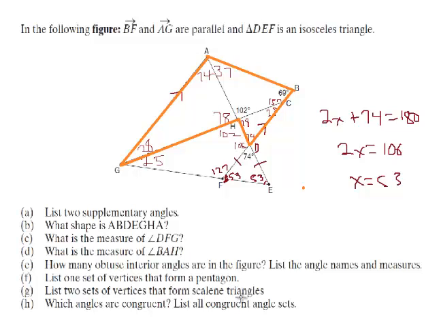List 2 sets of vertices that form a scalene triangle. A scalene triangle means a triangle where none of the sides are equal to each other. Let me take these down for a second. Well, there are lots of scalene triangles here. First of all, HDC is a scalene triangle because it's 78, 74, and 28. So this is a scalene triangle. Let me fill this in just to show you which triangle I'm referring to. This triangle is a scalene triangle.